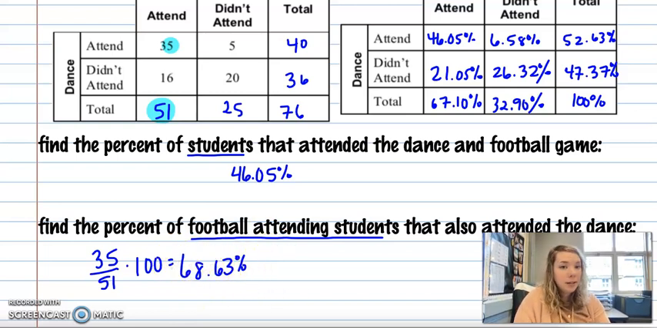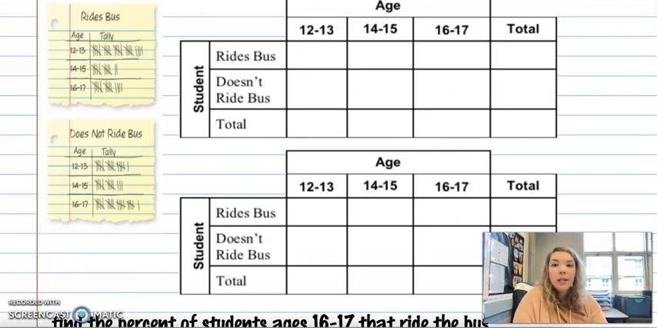All right, let's look at one more example for today. This one we have bus riders and their age categories. So keep in mind a group of tallies is 5. So this would be 5, 10, 15, 20, 24. So 24, 12 to 13-year-olds. Then here this would be 12 and 14. And then doesn't ride bus would be 16, 13, and 5, 10, 15, 20, 21.